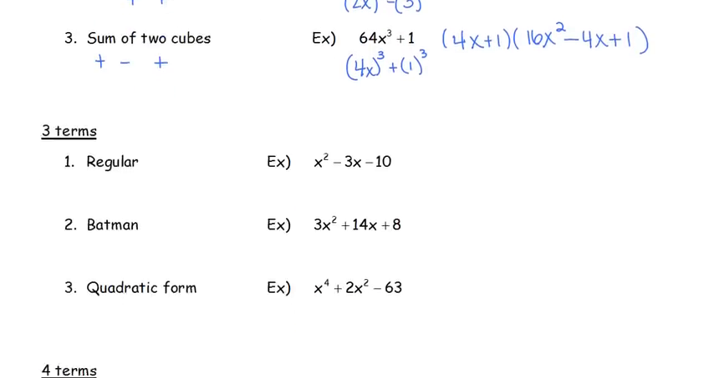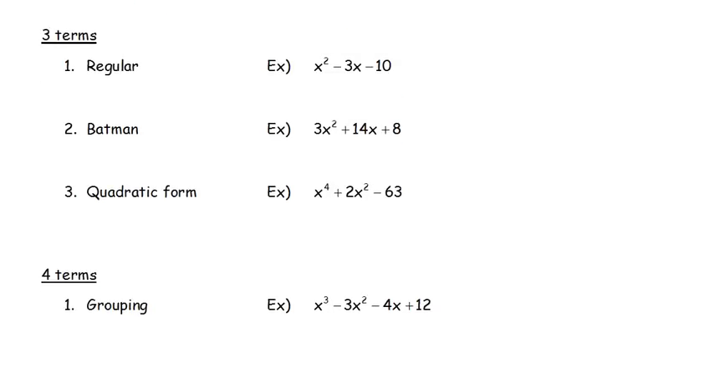Alright, moving on to what do we do if we have three terms. If we are trying to factor something that has three terms in it, the first thing that we're going to check for is to see if we can do regular factoring. Regular factoring has the squared, the x, and then the number. And with regular factoring, our a value is equal to 1. When that's the case, we are multiplying to the outside and adding to the middle.